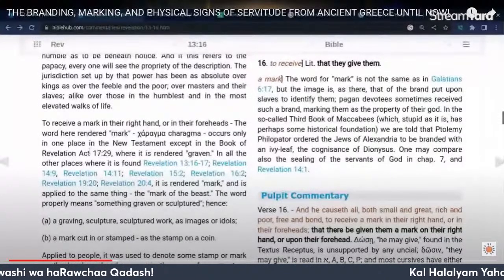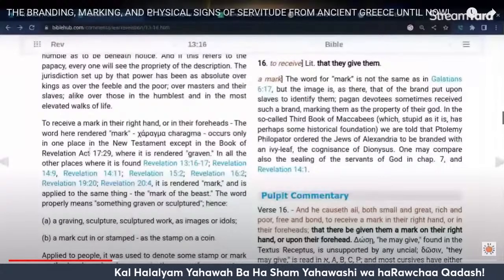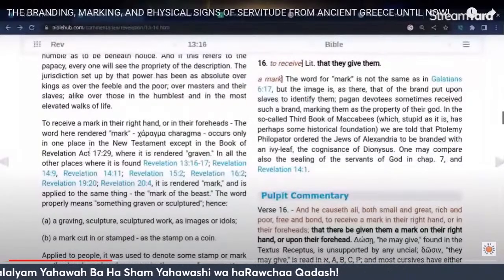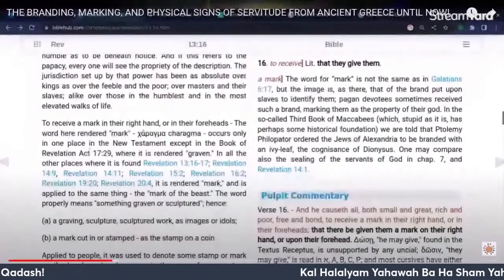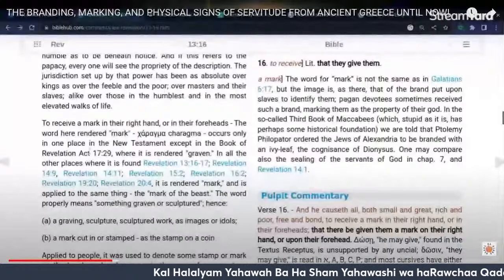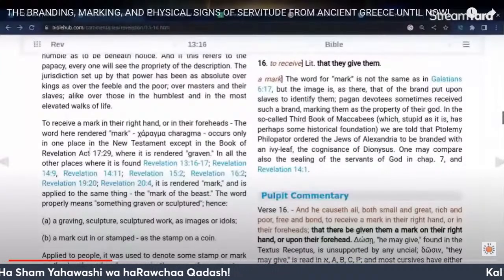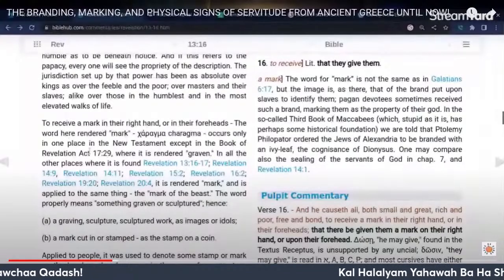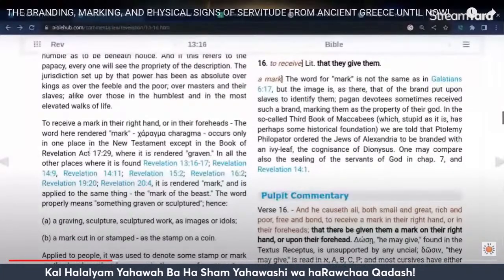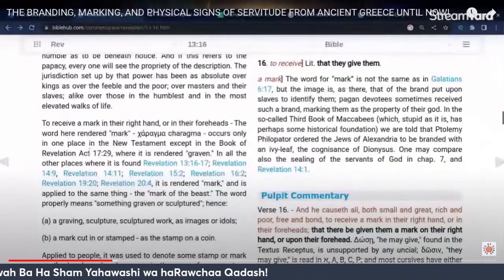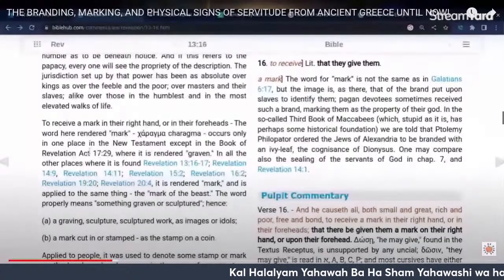It says again in the so-called third book of Maccabees, which stupid as it is, has perhaps some... See, these people didn't believe in the scriptures, man. This guy in his commentary is going to say the third book of Maccabees, which stupid as it is. See, they weren't allowed. The Lord didn't allow a lot of these commentators and theologians to really believe. They have studied lexicons and time and events and ages, and they get really deep into certain things. But as far as believing, he didn't give it unto them, so they don't believe. It says where we are told that Ptolemy Philopator ordered the Jews of Alexandria to be branded with an ivy leaf. So this is in their nature to brand.